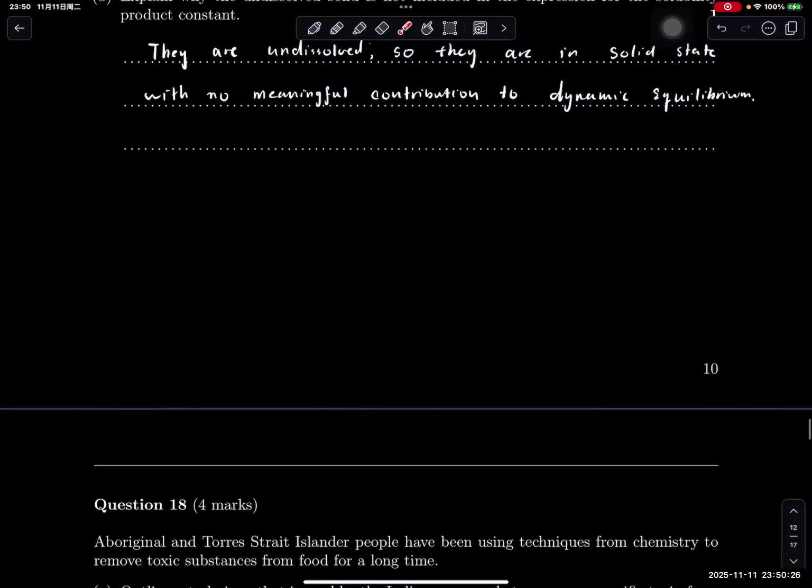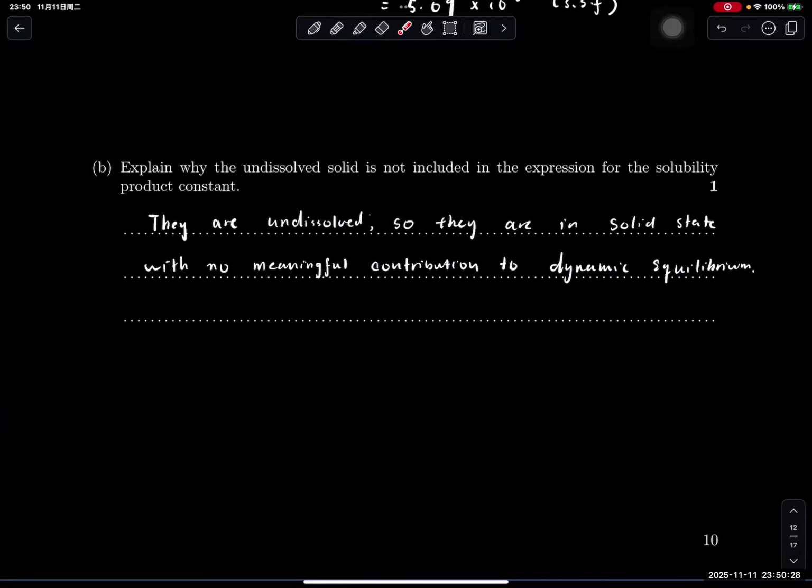Question B. Explain why the undissolved solid is not included in the expression of the solubility product. It doesn't have any concentration.